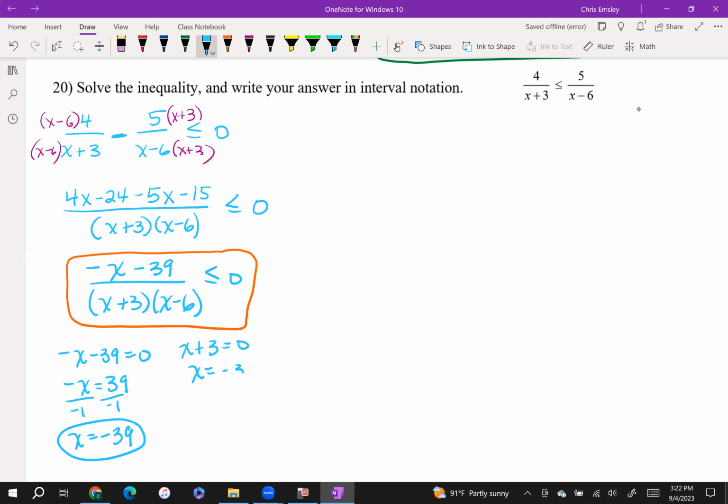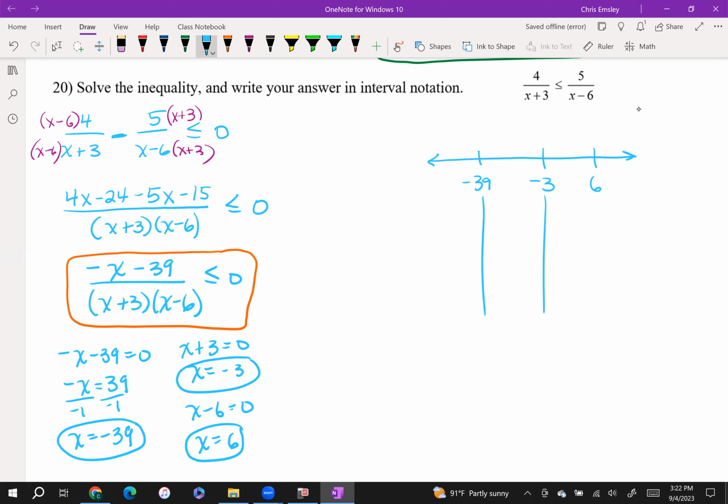Also, x is negative 3. And finally, x is positive 6. We'll take those 3 numbers and throw them up here on our number line. Again, the scaling doesn't matter so much as long as you make sure you have them from smallest to biggest. Each one of those numbers is the divider of a column that we're going to set up here. And we're going to put our factors that make up our rational expression over here on the left.